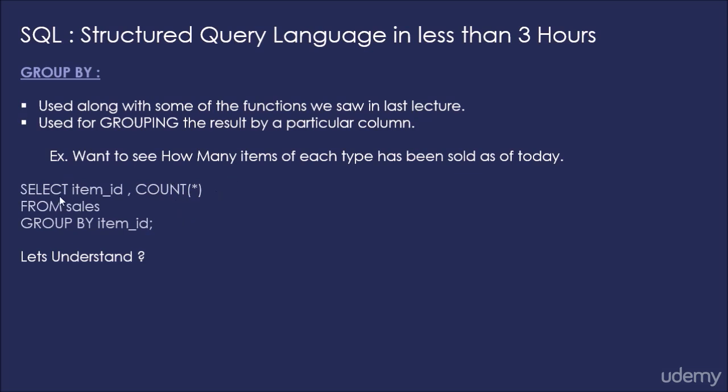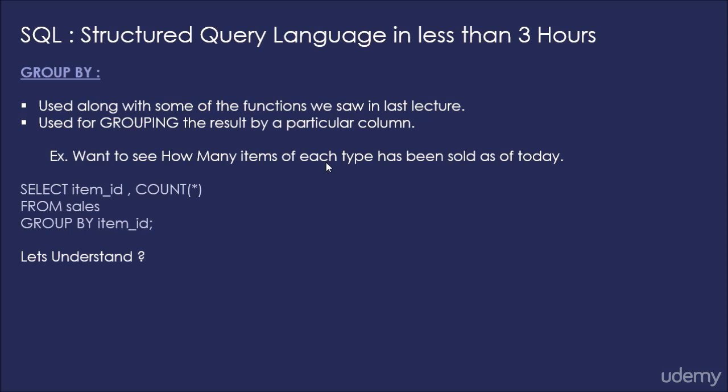Then it will go through all the rows in the table sales and find the number of rows where the item ID is 2. Say item ID 2 has been sold 7 times. So it will then put another row which says the item ID is 2, and in the COUNT(*) it will put 7. It will do so for all the item IDs and return the result.